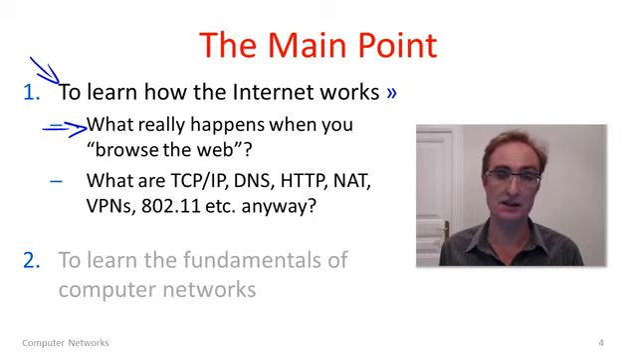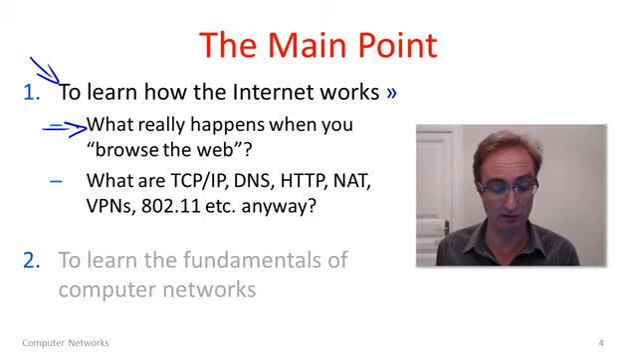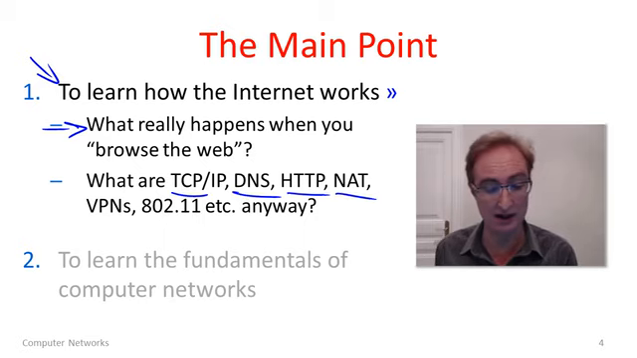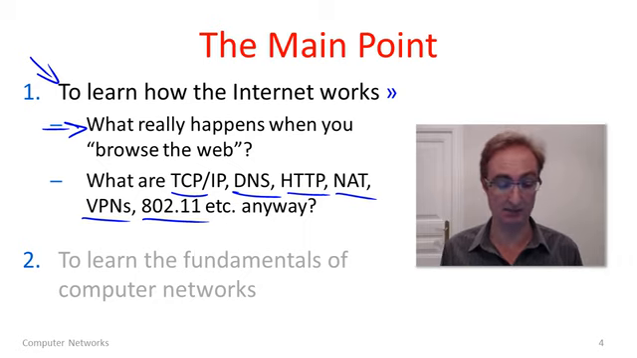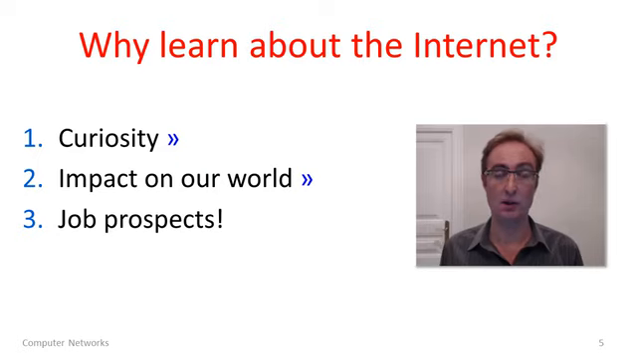And in the course of understanding how the internet works, we're going to learn about many acronyms that you've probably already heard of. Things like TCP/IP, the DNS, HTTP, NAT, VPNs, 802.11, and so on and so forth. Many other acronyms too. I expect that you've seen a lot of them, and we'll do much more than tell you what they mean. We'll give you a sense of how they operate and what their purpose is and why they even exist in the first place.